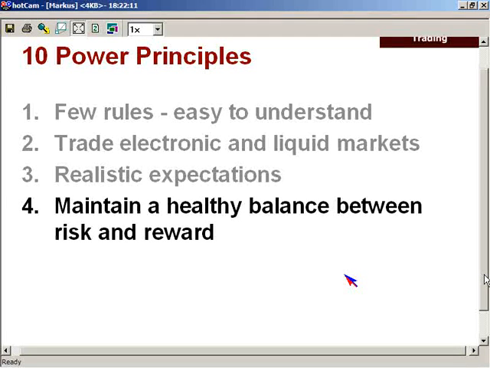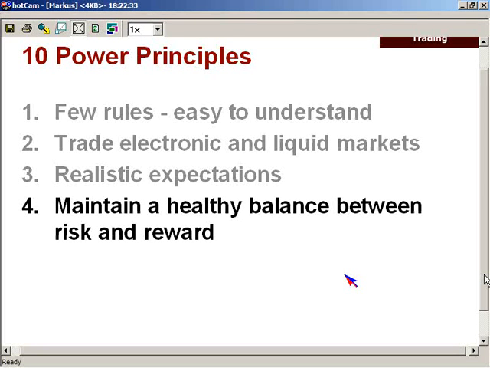Unfortunately, I've seen trading strategies where the profit target is $100 and the stop loss is $2,000. Is this a healthy balance between risk and reward? Absolutely not. Because yes, you can have a 95, 98% winning percentage. Great. But 2 or 3 losses in a row might wipe out your trading account. You want to have this balance.